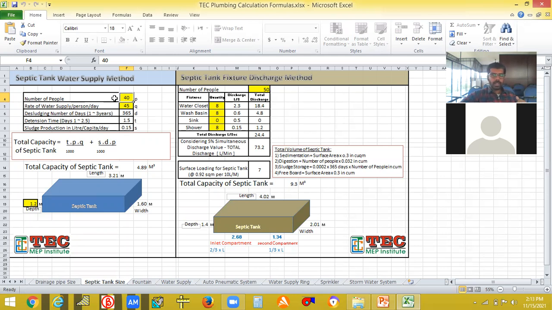Now, for example, here I am giving 50 people. Just imagine I am giving 50 people here. Next, the rate of water supply per person per day. You will get this value from the NBC, the National Building Code. In the National Building Code, when we are trying to find out, I will show you that.